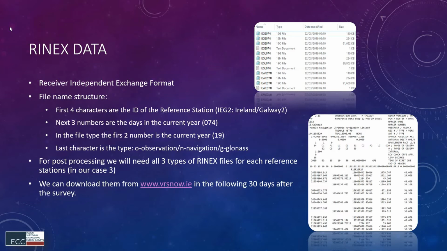The biggest file you see is the observation file, and there is a sample there of how it looks. You can open it in Notepad. It's just a txt file, and you can see different codes there: C1, P1, L1, D1, S1. The 1 refers to the L1 frequency, and the 2 to the L2 frequency.